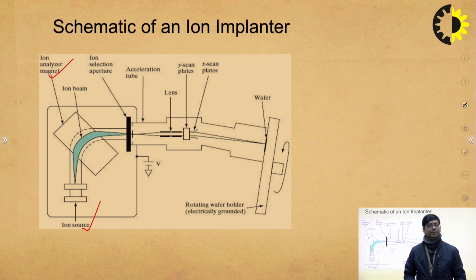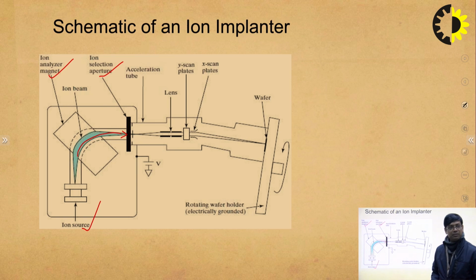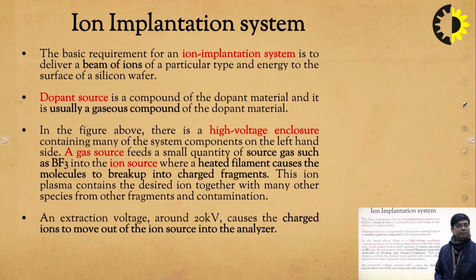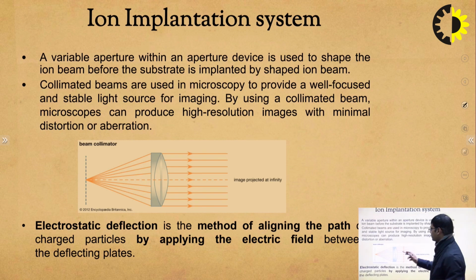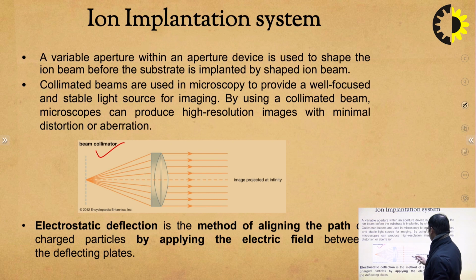Now, these desired dopants pass through the magnet analyzer, and then there is an ion selection aperture which provides a well collimated beam. Here next we can see the beam collimator. So this aperture provides a well collimated beam.